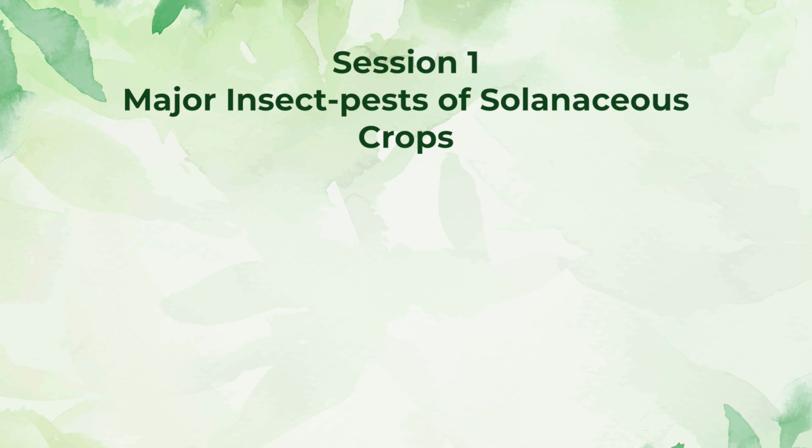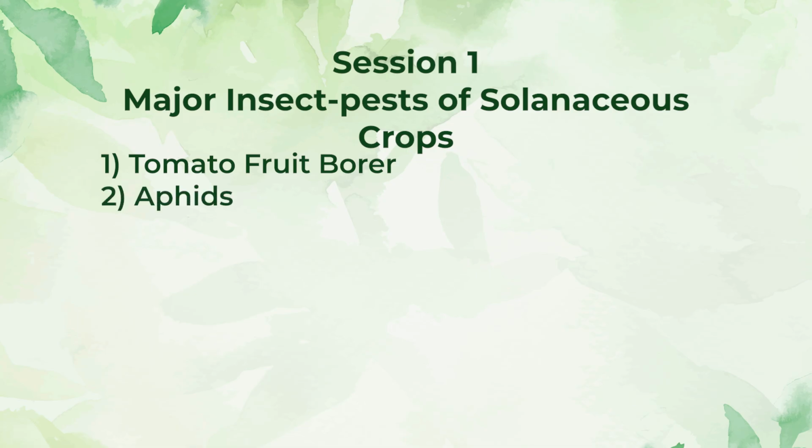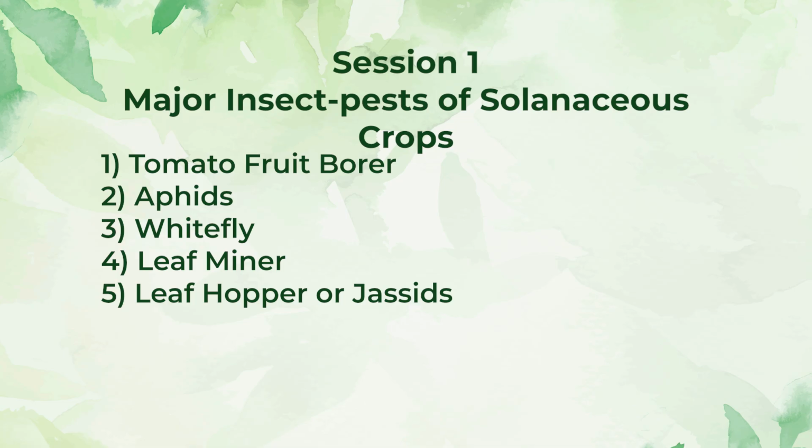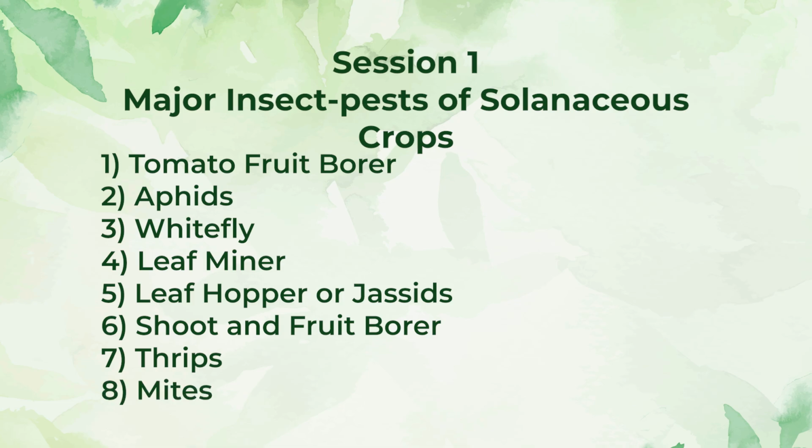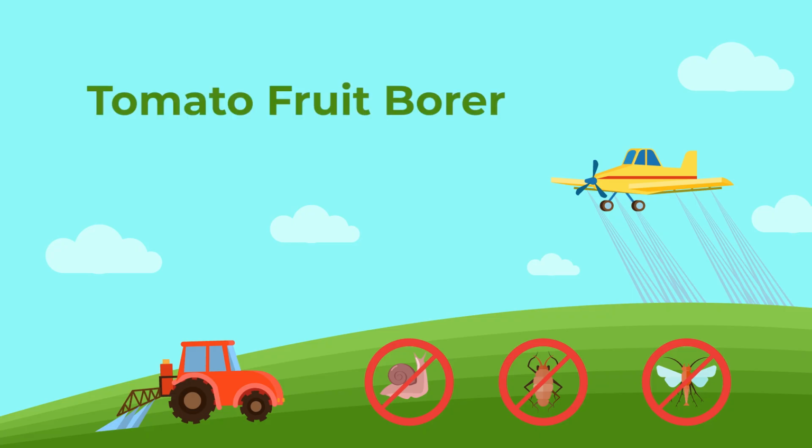In this session, we will learn about these topics. Major insect pests of Solanaceous crops, under which we will study tomato fruit borer, aphids, whitefly, leaf miner, leaf hopper or jassids, shoot and fruit borer, thrips and mites. Let us begin with the first one, that is tomato fruit borer.